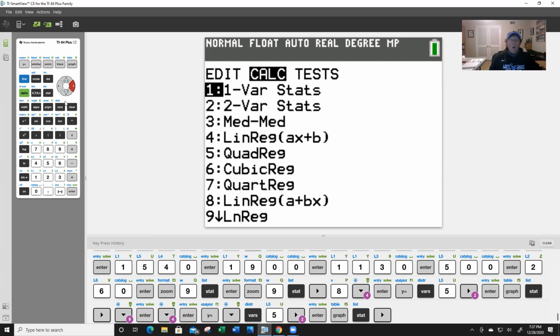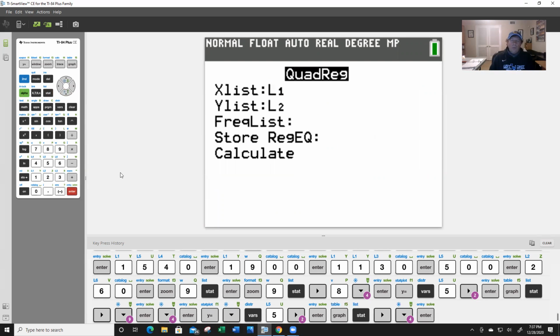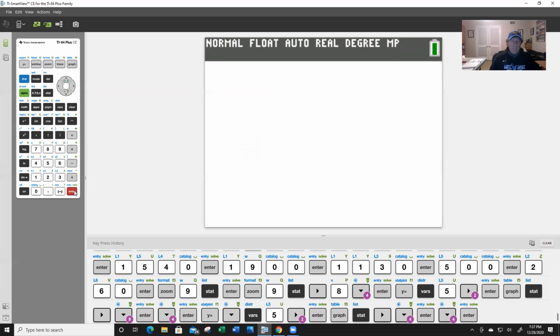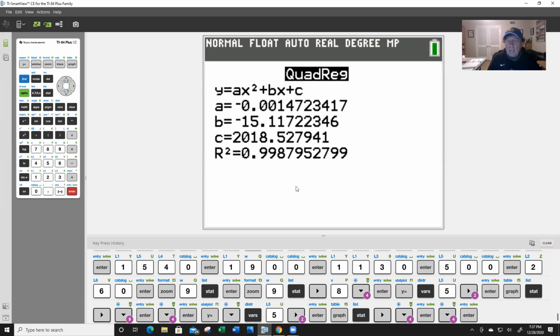I'm going to try a quadratic. I checked it out earlier. It doesn't look like a quadratic, but it's a real kind of a shallow quadratic. I just happened to look at it ahead of time. I already know kind of the answers to this. So look at that 0.9988. It's really high. It's really super high, the quadratic, okay?